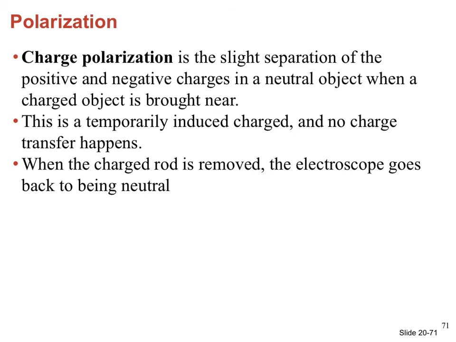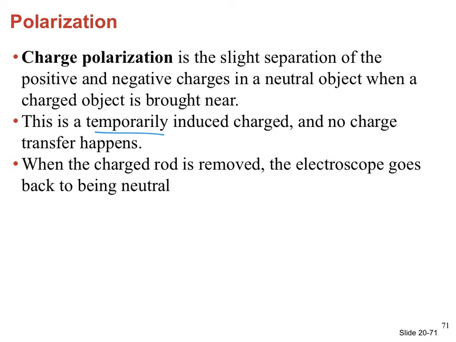So we're going to talk about three methods of charging. The first method is polarization. Polarization we talked about a little bit already, but it's the slight separation of positive and negative charges in a neutral object when a charged object is brought near. And we talked about it, it's a temporary charge. It doesn't actually transfer charge, it just induces a temporary charge. And when the charged rod is removed, the electroscope goes back to being normal.